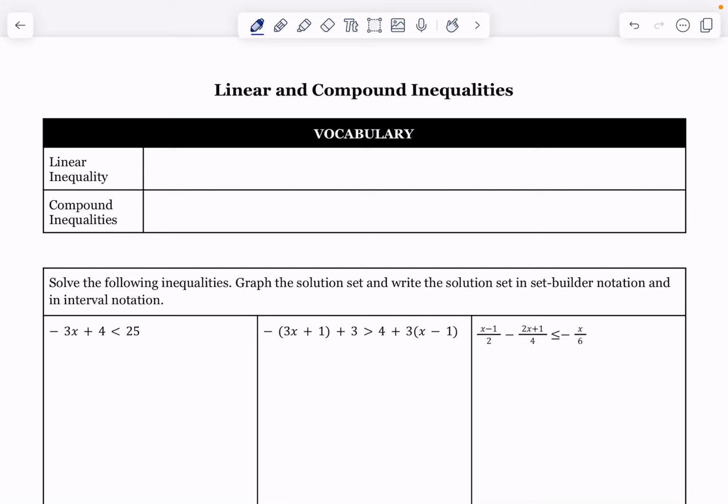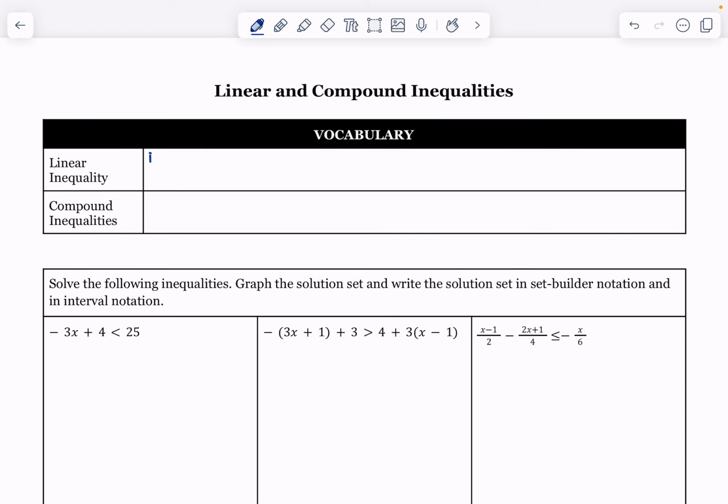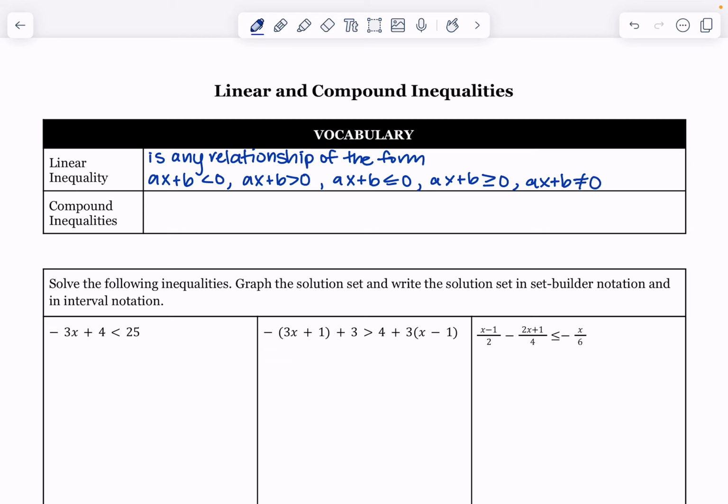This video is over section 1.5, Linear and Compound Inequalities. A linear inequality is any relationship of the form ax plus b less than 0, ax plus b greater than 0, ax plus b less than or equal to 0, ax plus b greater than or equal to 0, ax plus b not equal to 0, and a and b are real numbers.